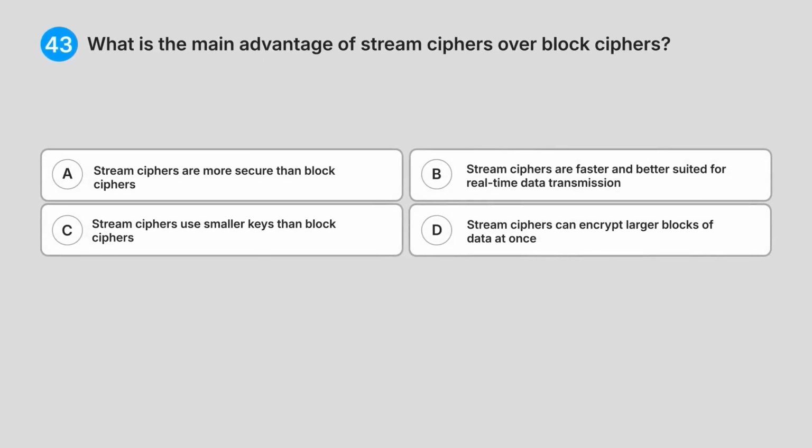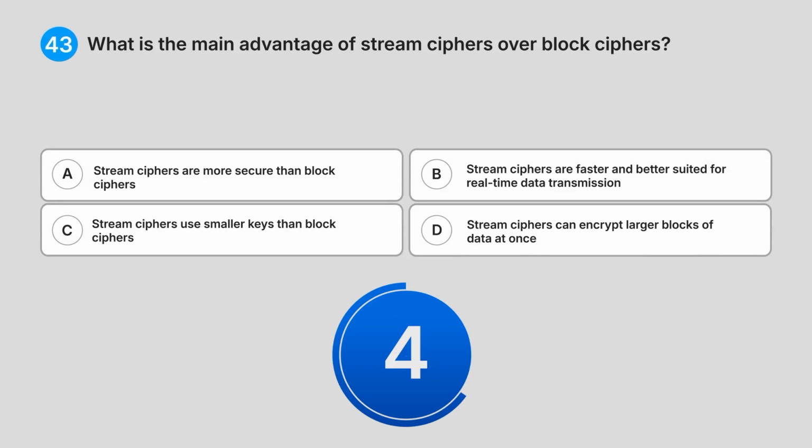43. What's the main advantage of stream ciphers over block ciphers? A. Stream ciphers are more secure than block ciphers. B. Stream ciphers are faster and better suited for real-time data transmission. C. Stream ciphers use smaller keys than block ciphers. D. Stream ciphers can encrypt larger blocks of data at once. What do you think is the answer?